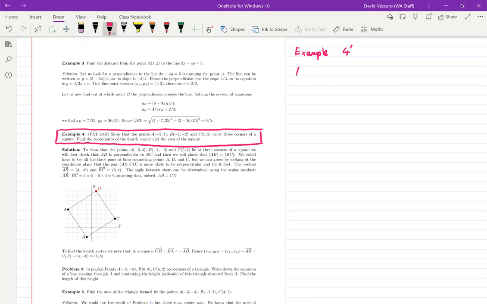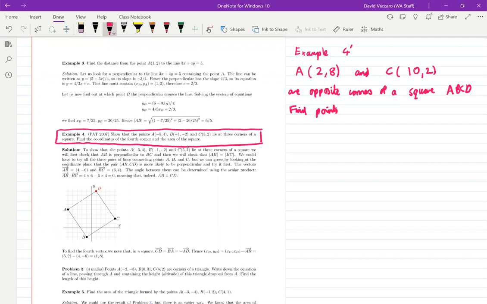I'm going to say that A, and I'm just going to make up some points, (2, 8), and C, I'll do (10, 2), are opposite corners of a square A, B, C, D. Find the points B and D.